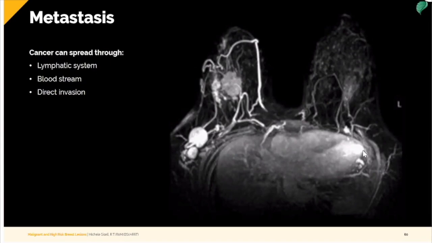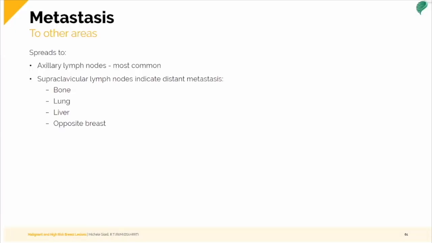All right. Metastases. Cancer can spread through the lymphatic system, the bloodstream, or by direct invasion. This is just an MRI, and here you can see the blood vessels reaching down to it, pulling in, and you can see the lymph nodes are very much enlarged, and this is that tumor here spreading. Metastases from the breast to other areas is usually via the axillary lymph nodes. Cancer can spread to the supraclavicular lymph nodes, those are up in here, which would then indicate metastases to areas such as bones, liver, lung, or the opposite breast.